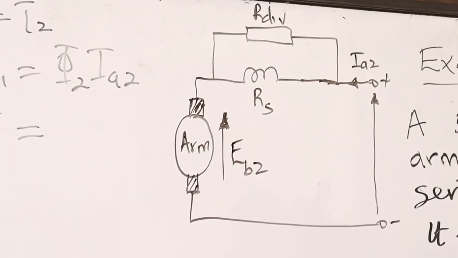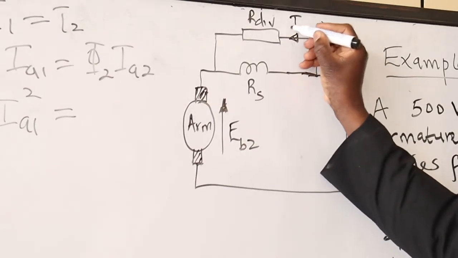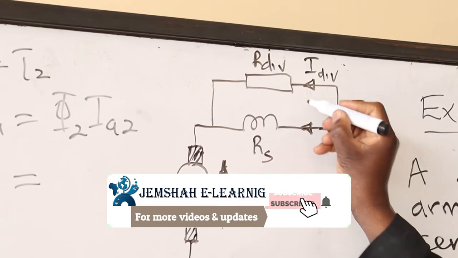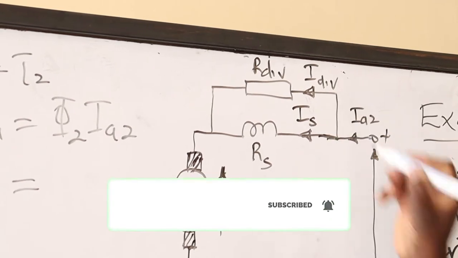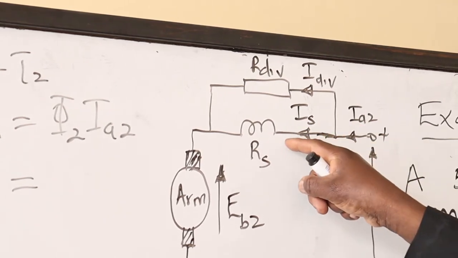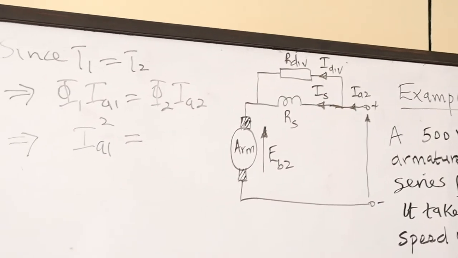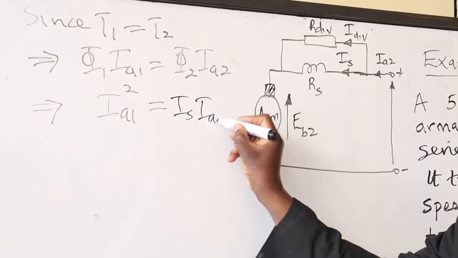Now, the current flowing here will be ID. The current flowing here will be IS. That is the current that is flowing there, it will be IS. So, from this diagram, Phi 2 is proportional to IS. So we say here, IS multiplying IA2.